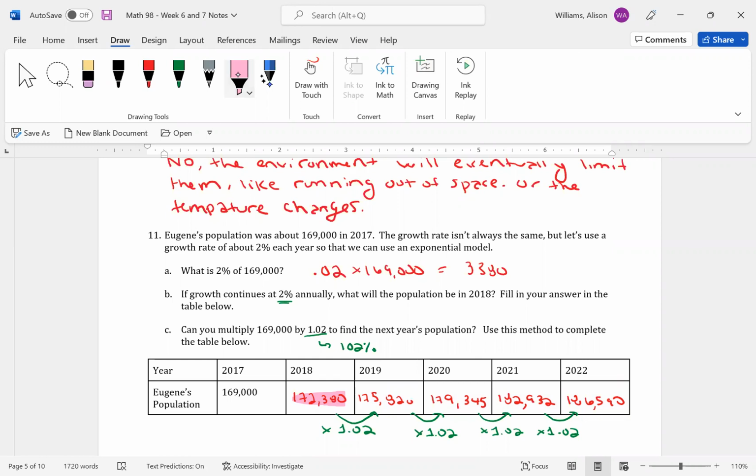I'm trying to erase all the highlighters. Sorry. Let me fix that. I think that was an 8.